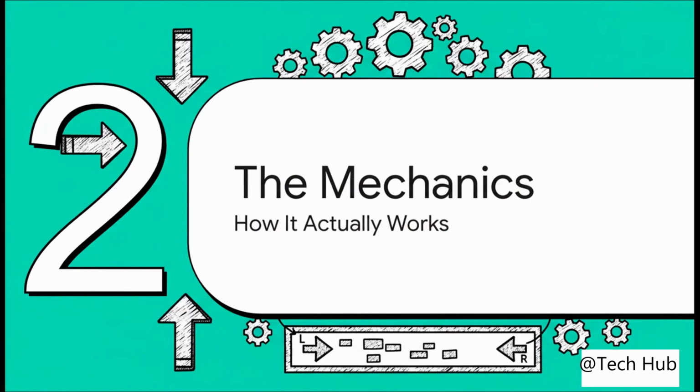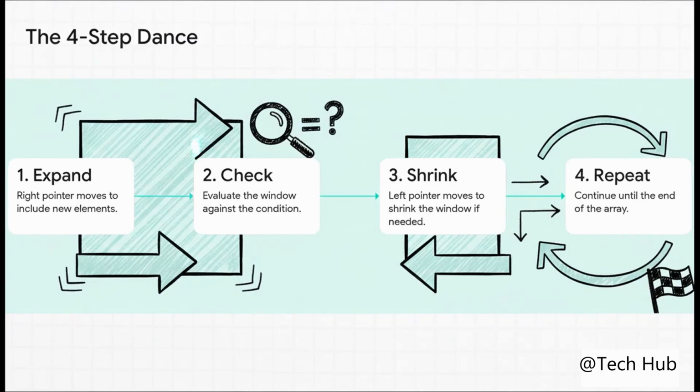All right, so that's the big idea. Now let's pop the hood and look at the actual mechanics. How does this sliding really work? Well, it all boils down to managing the start and the end of our window. And we do that with 2 little markers, or pointers. You can think of it like a 4-step dance.